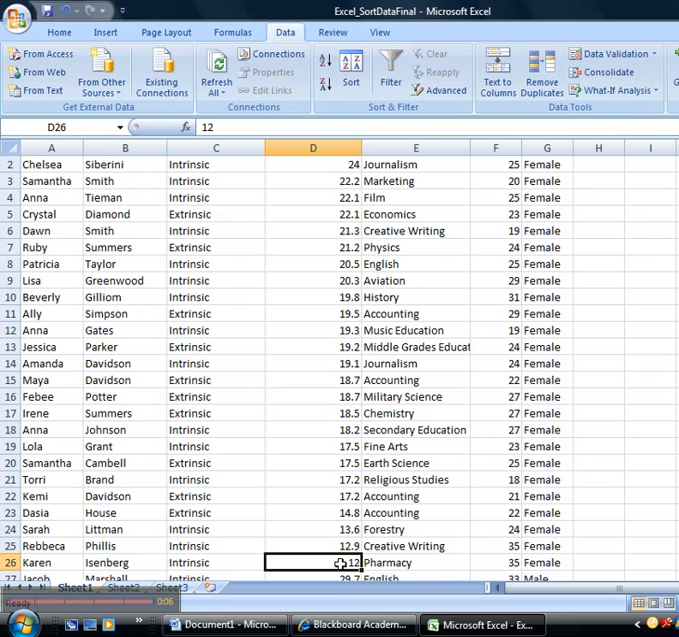Now I have demonstrated how to sort data individually and by multiple levels.